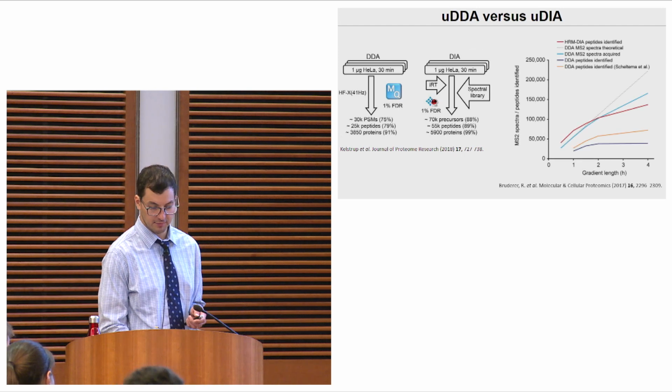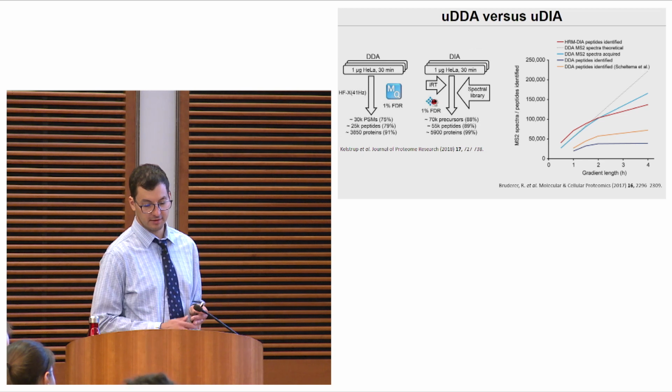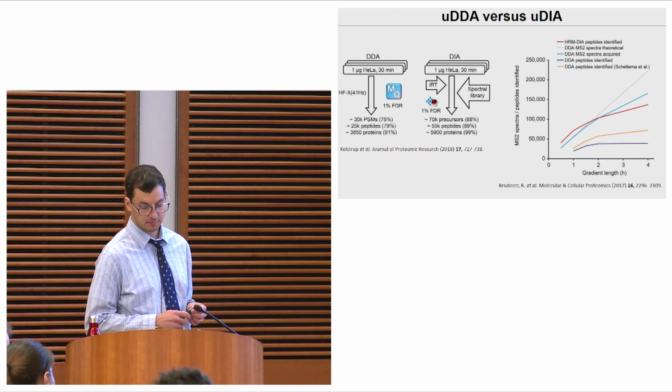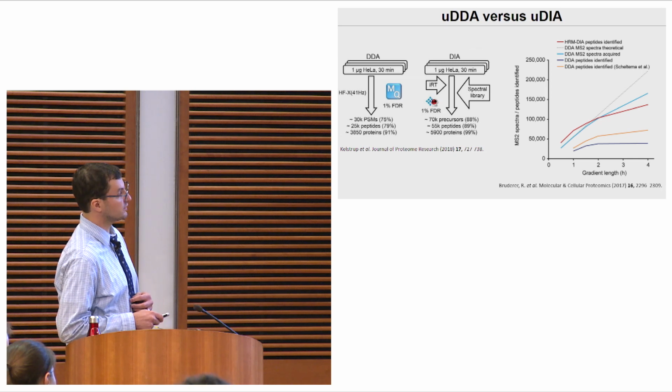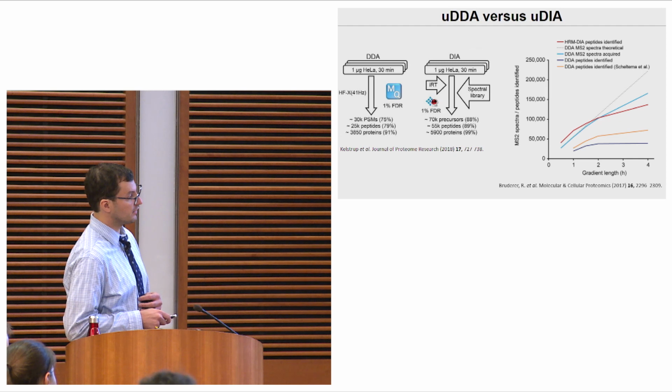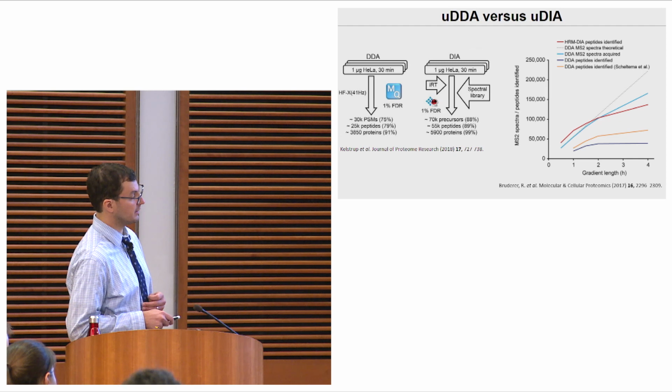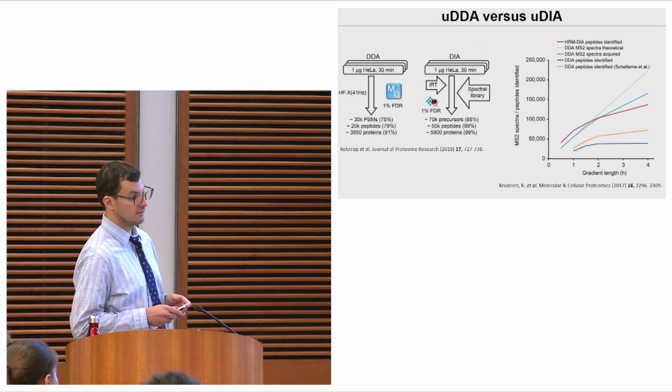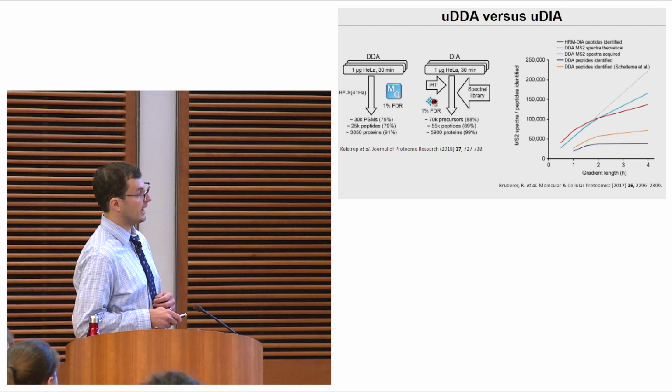So how is that possible? Here I'm showing you a figure from another paper that might answer that question. This figure compares the number of spectra collected, or the peptides identified, on the y-axis, with the length of the analysis gradient on the x-axis. This red line is the IDs from DIA. This dotted line is the theoretical number of spectra that you could collect with DDA, and this blue line is the actual number of spectra that you collect with DDA.